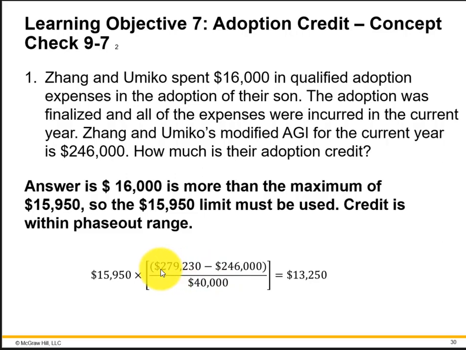So we take the $279, that's the upper amount of the range, and subtract the $246. We get about 33 in there. Divided by the 40,000, that gives about 83% of our credit that is still there. Multiply by the $15,950, and our actual credit is $13,250 after the phase out.